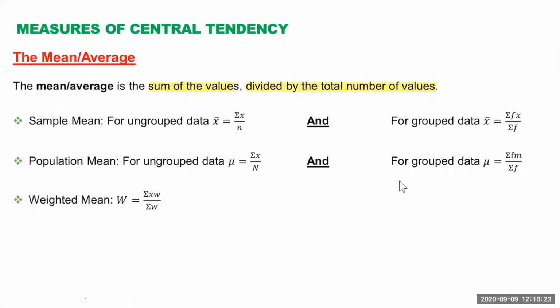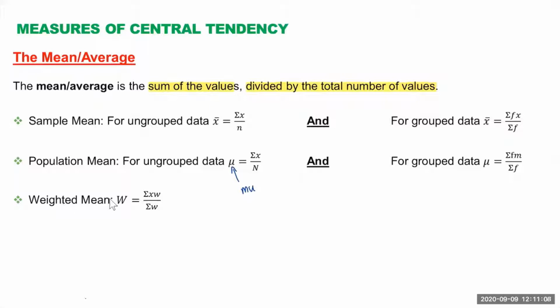There are several situations and there are different formulas to find the mean. Depending on the situation, we have different formulas. But one important thing that you should note here is that for the ungrouped data, the formula is sum of x divided by n. If it is grouped data, it is sum of f times x divided by n. If it is for the sample, we denote the mean by x bar. And if it is for the population, we denote the mean by this Greek letter, which is called mu.